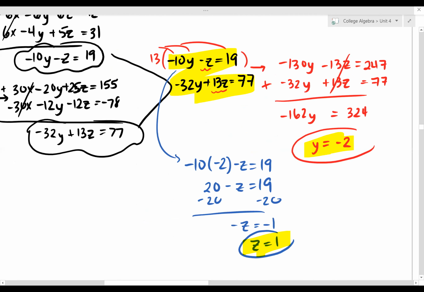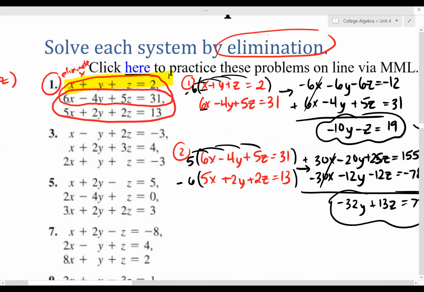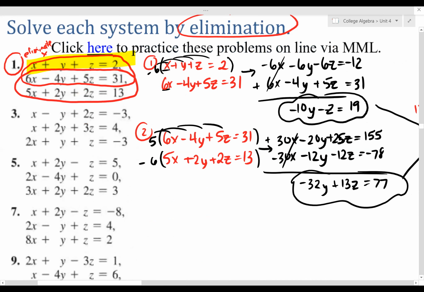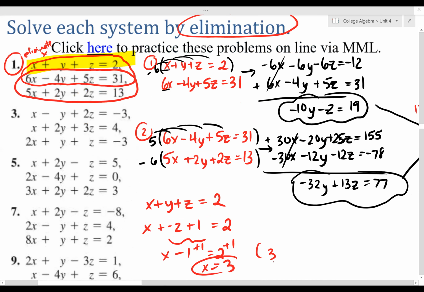We're going to go back to the very original system, pick one of those three equations. It will work in all three. I'm going to just take that top one because it's just x plus y plus z. It's pretty simple. So x plus y plus z equals 2. So x plus negative 2, and then z was 1, so plus 1 equals 2. So negative 2 plus 1 is negative 1, so x minus 1 equals 2. Add 1, and x is 3. So we've got our solution 3, comma, negative 2, 1. It's always alphabetical order when you write it in the ordered triple.